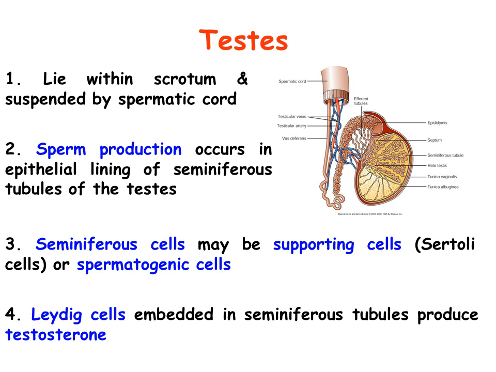The testes, as I've already said, lie within the scrotum, and they are suspended by the spermatic cord. Sperm production occurs in the epithelial lining of the specific tubules, the seminiferous tubules of the testes. And the seminiferous cells may be supporting cells or spermatogenic cells. So they will produce things that support the cells and production of sperm, and the spermatogenic cells, of course, actually are producing the sperm. And then there are also the Leydig cells, which are embedded in the seminiferous tubules, and they produce the testosterone.